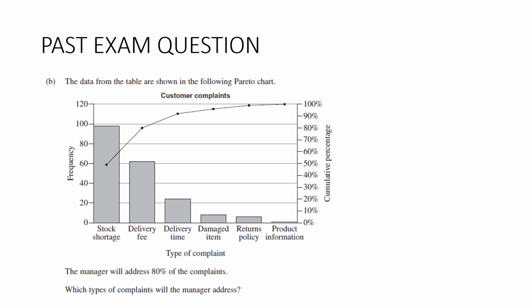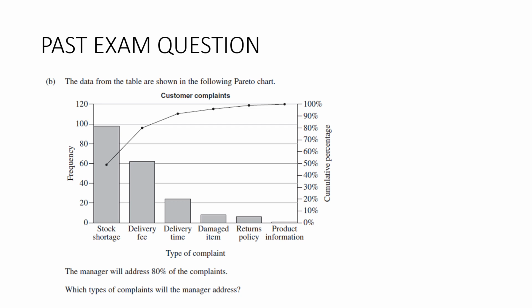B. The data from the table is shown in the following Pareto chart. The manager will address 80% of the complaints. Which types of complaints will the manager address? Now, I'm quite critical of this question because it is badly worded. It's expecting you to understand that it is referring to the 80-20 principle, which is the basis for a Pareto chart. So it's implying that the manager is going to address the 2 or 3 categories of complaints that make up 80% because that's going to be best for the business, but it never actually says that.